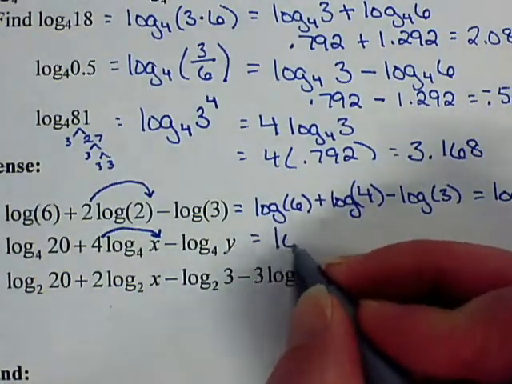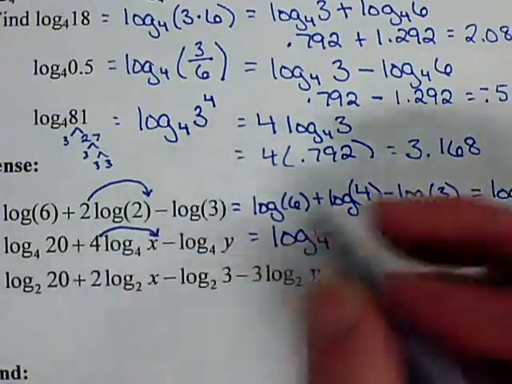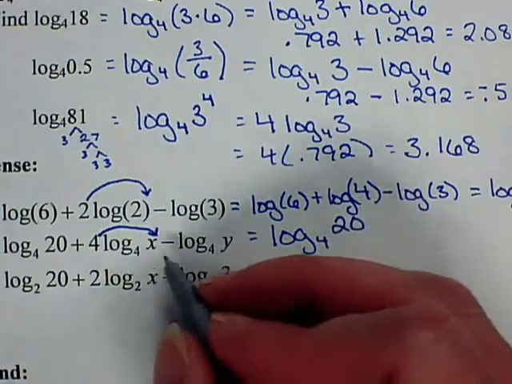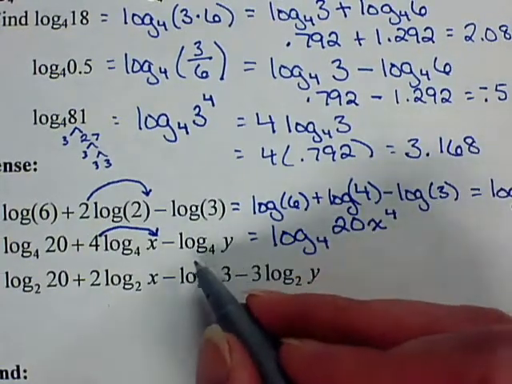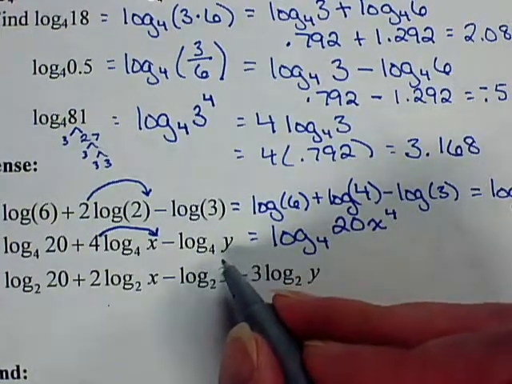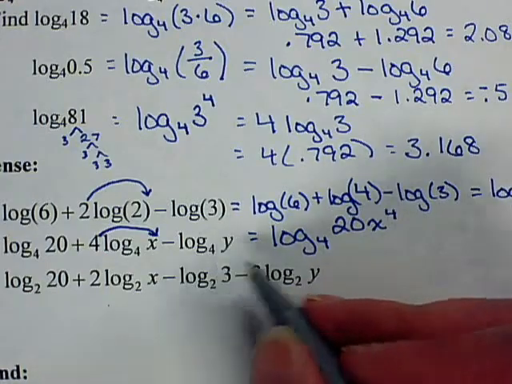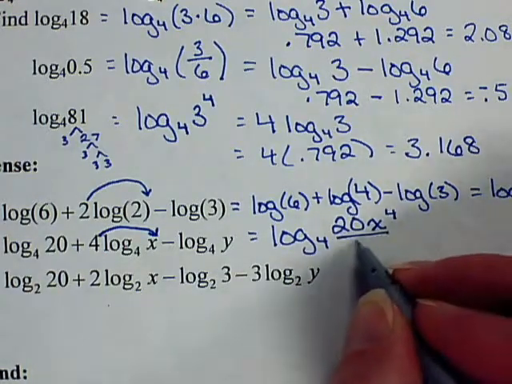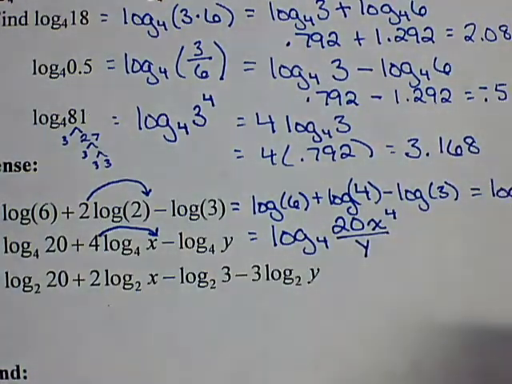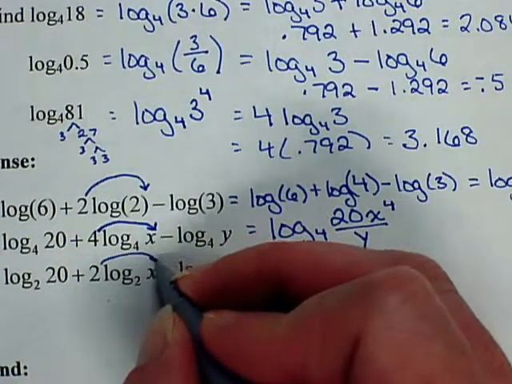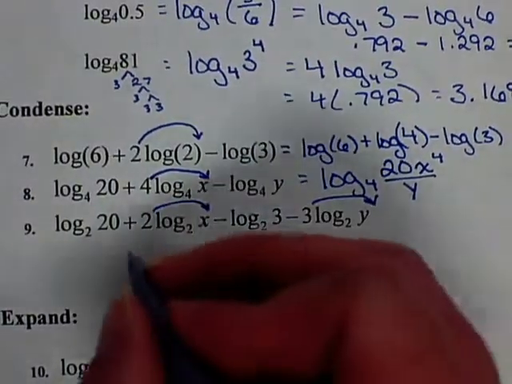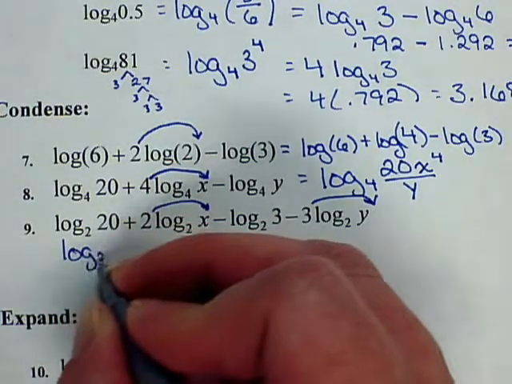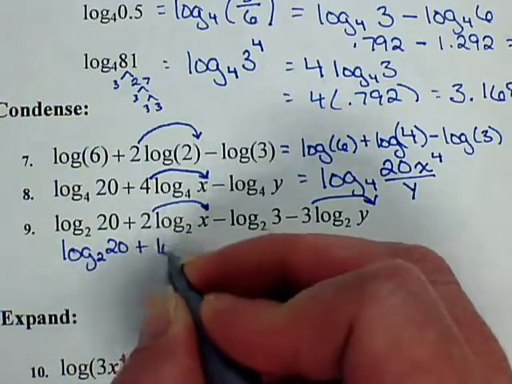Let's see it on the next one. Exponents first. Numbers in front become the exponent of that argument. These two are going to get multiplied, right? Log base 4 of 20 times, that's going to end up giving me an x to the 4. Now I'm subtracting log base 4 y, so when it condenses, that will be division.